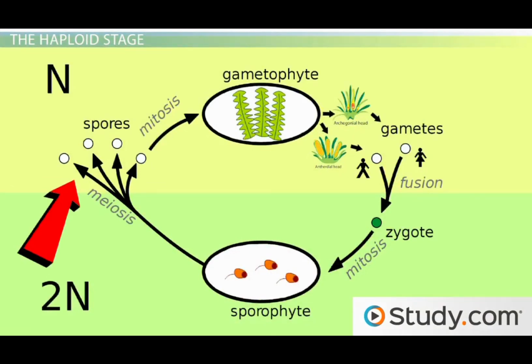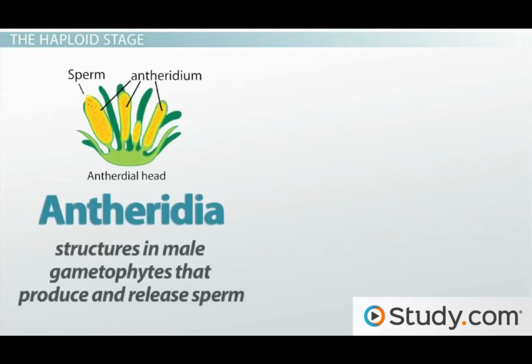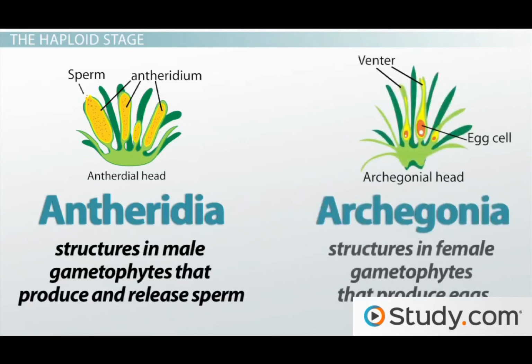The male spore will develop into a mature gametophyte that contains structures to make male gametes. These antheridia are structures in male gametophytes that produce and release sperm. In female gametophytes, there are structures to make female gametes. These archegonia are structures in female gametophytes that produce eggs. Unlike the male antheridia, the female archegonia do not release the gametes that are produced. Additionally, antheridia will produce many sperm at the same time, while each archegonium will produce one egg.